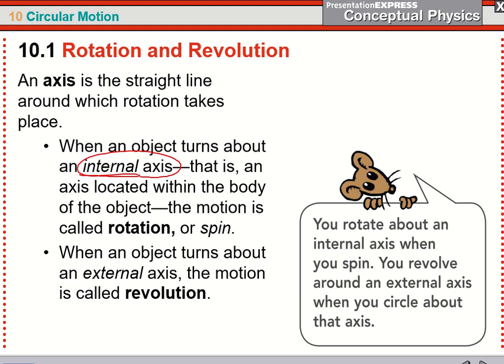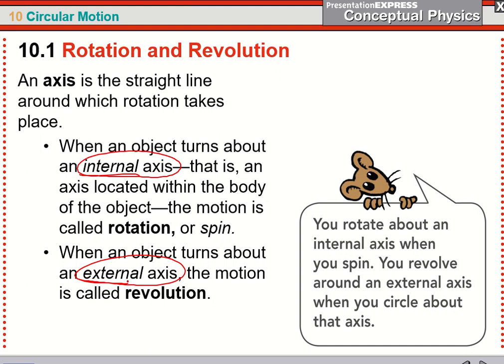However, if an object turns about an external axis, it's a revolution. So the next one down you're going to fill in: a revolution is when an object turns about an external axis. For example, if I pretend your track is circular instead of an ellipse shape, and I'm running around the circle, then I am revolving around that circle, because the point that I'm going around is not inside my body. It's however far the radius is away from me, okay?